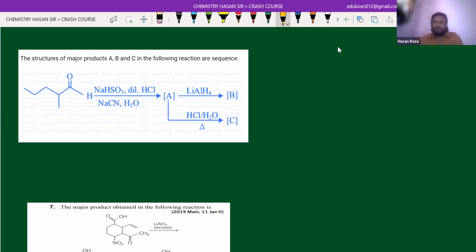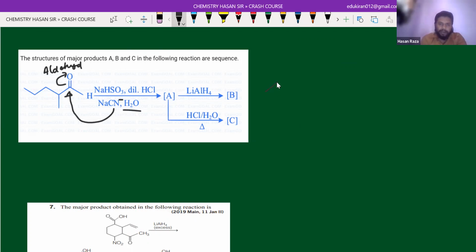See, I'm going to explain this. It's very easy. First of all, you are going to treat this aldehyde with NaCN in the presence of water, NaHSO3 and dilute HCl. So this will be directly converted into nitriles. The negative charge will be attacking here, and that means you will be getting the final product.